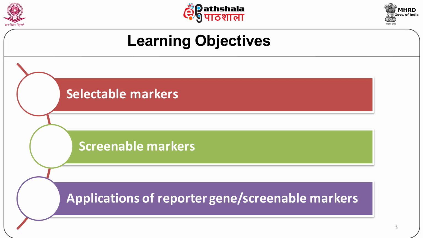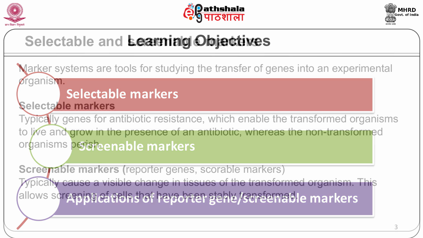Marker systems exist in two broad categories: selectable markers and screenable markers. In this module, we shall study some of the features and applications of these two types of markers. The learning objectives are features of selectable markers, features of screenable markers, and applications of the screenable markers.